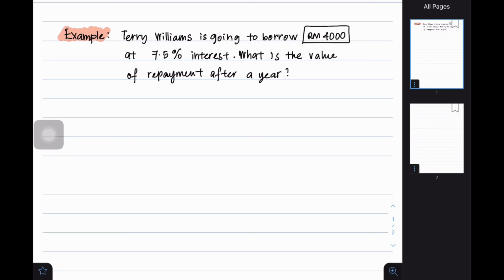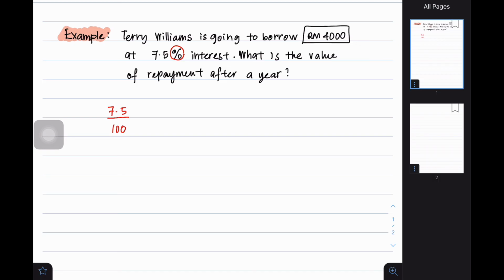Kita tahu yang interest ni di charge per year, setiap tahun. Sekarang ni yang pastinya William takkan bayar hanya RM4,000 sebab RM4,000 hanyalah duit yang dia pinjam. Tapi William kena bayar balik nilai yang dia pinjam ditambah dengan interest yang dia kena bayar kepada bank. So interestnya adalah 7.5% daripada apa yang dia pinjam. So macam mana kita nak kira interest? I said before that 7.5% can be written as 7.5 per 100. When we talk about percent, it must be over 100.